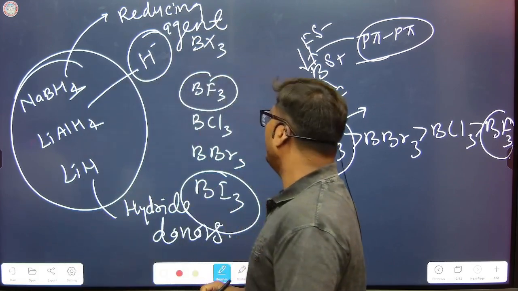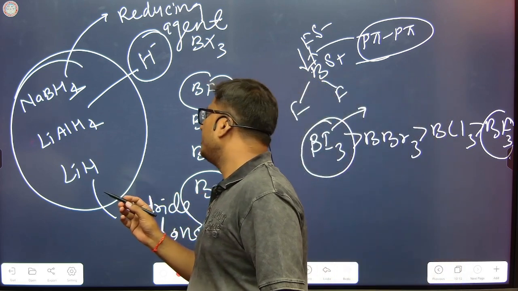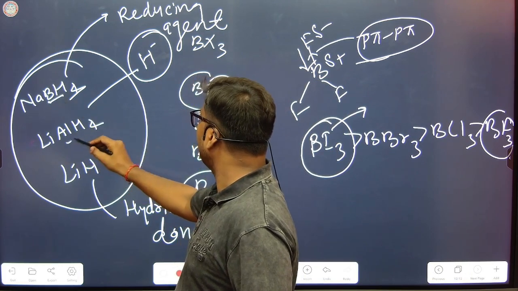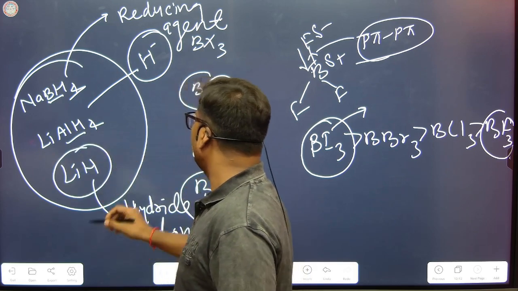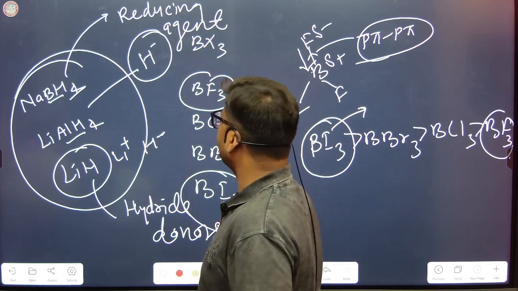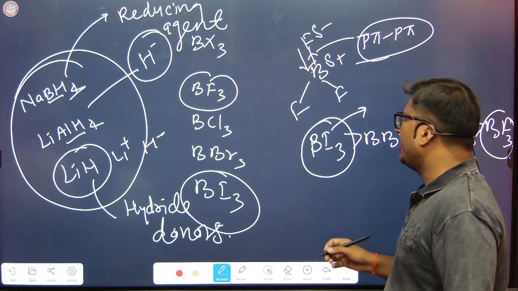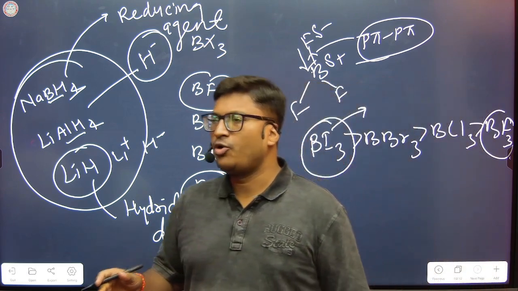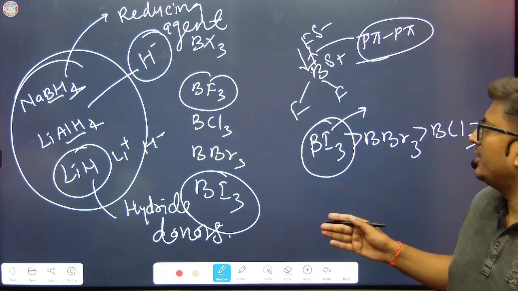So this is the beauty of the boron family and the elements present in this class. Here it is because of boron, here it is because of aluminum, and this is similar to lithium hydride, which possesses Li plus and H minus. So they are all hydride ion donors. So this is the chemistry and its properties, which can be correlated with the various reactions that form.